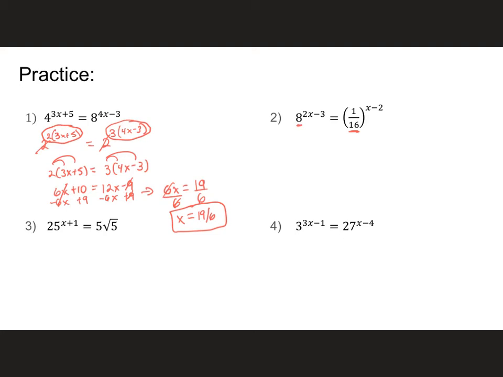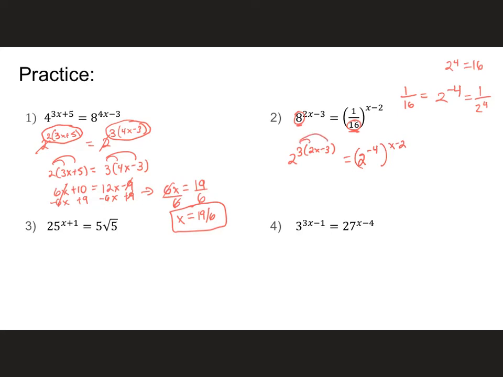So if I look at 8 and 16 in particular, I know I can rewrite those both as base 2. So 8 would become 2 cubed times 2x minus 3. And then 1 over 16, I know that 2 to the 4th is 16. But if I want it to become a fraction, I need to make it 2 to the negative 4th. Remember, our rules of exponents says if I have a negative exponent, I can bring the base down and make it a positive exponent. So I'm going to rewrite 1 over 16 as 2 to the negative 4th, raised to the x minus 2.